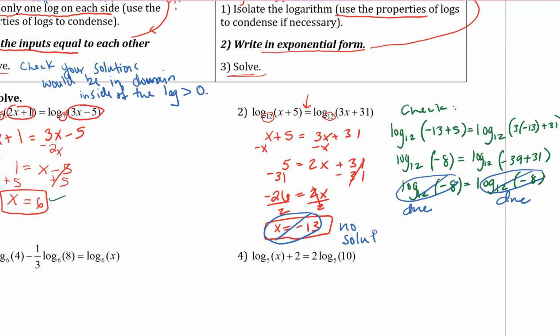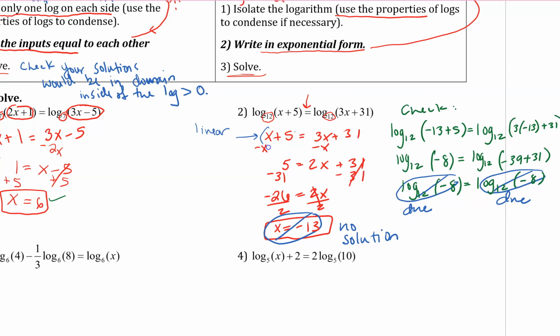And the reason why this happens sometimes is when you drop the log out of the problem and just turn it into a linear equation. Linear equations have domains that are unrestricted, right? The domain of a line is all real numbers. So these two lines can cross at any point. And in this case, they cross at a point where x was negative.